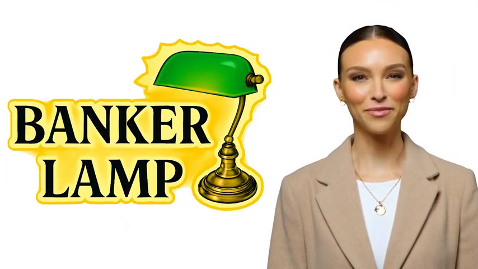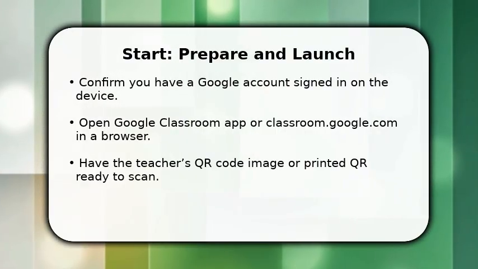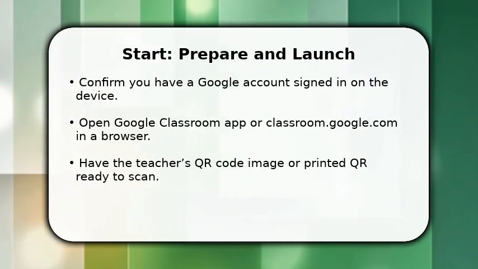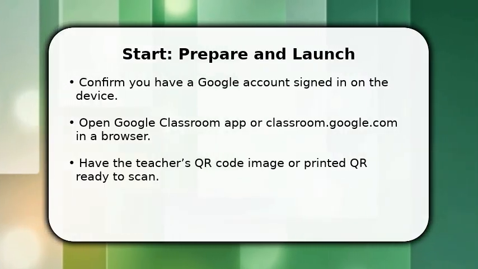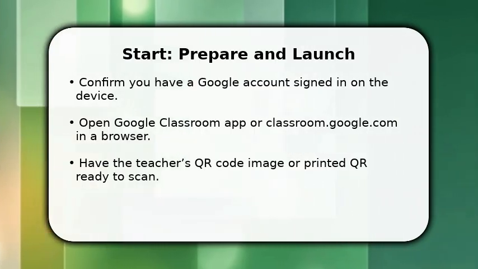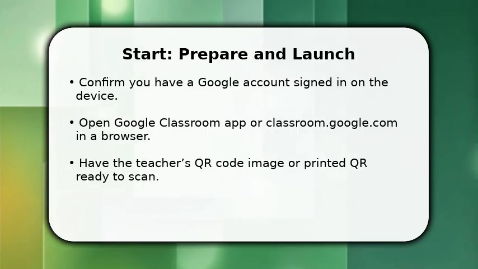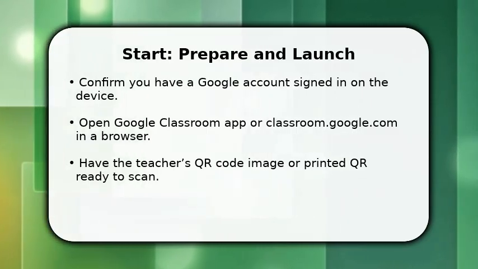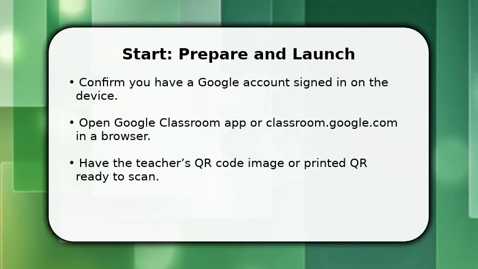Please enjoy the video. You're going to join now. Don't delay on account setup. Open the Google Classroom app and make sure you're signed into the correct Google account. Once done, tap the plus icon at the top right and choose Join Class with QR if visible. If you don't see it, prepare your device camera.